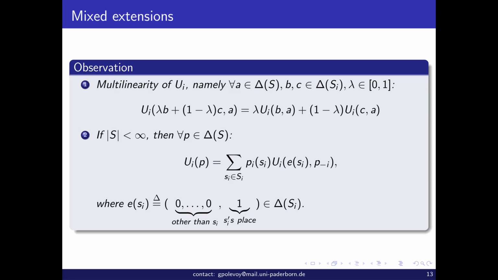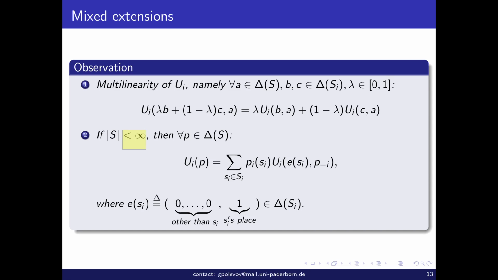So first, from the definition of Ui as a linear thing, expectation, first follows multilinearity of Ui, in the sense that for any player, if we have a convex combination of two probabilities, B and C, and the rest do something A, then the utility in the mixed extension is equal to the same convex combination of the utilities of that player if that player just plays B against A, and the other option is that it plays just C against A.